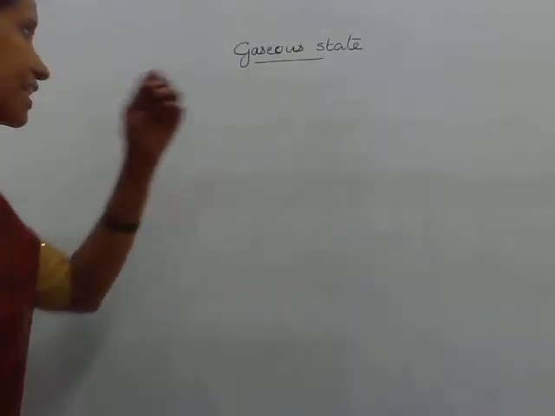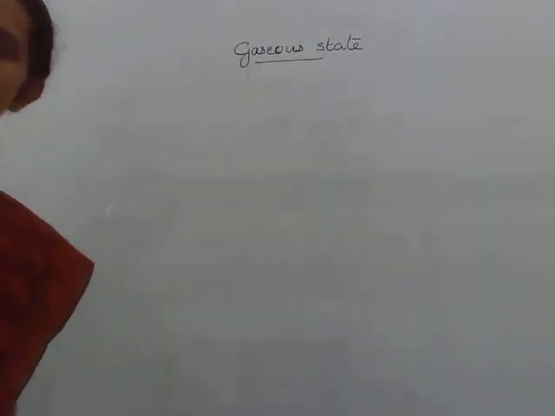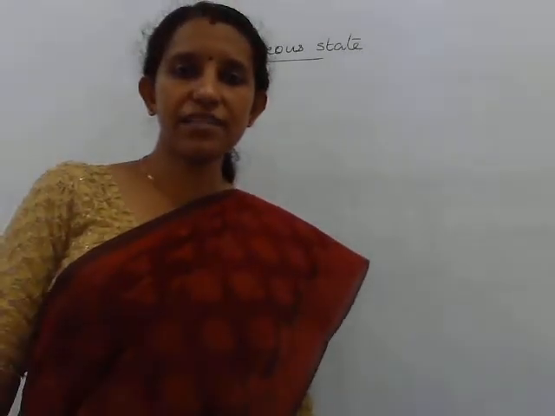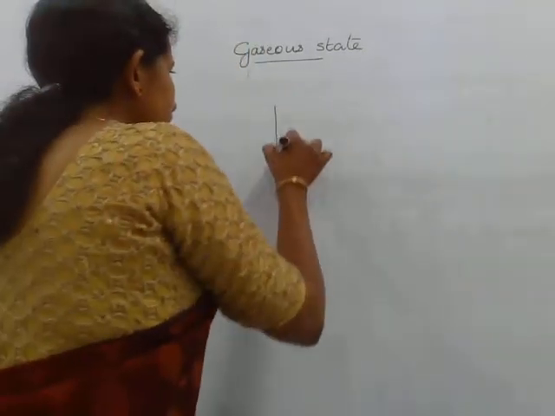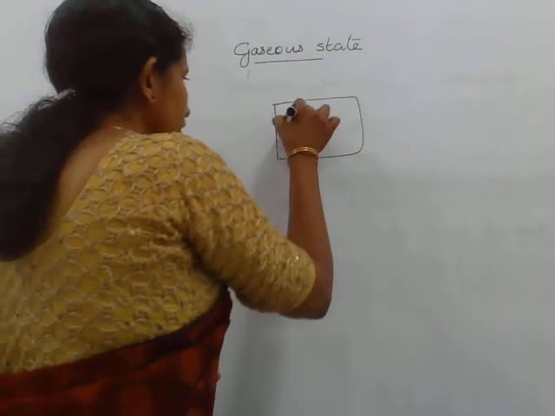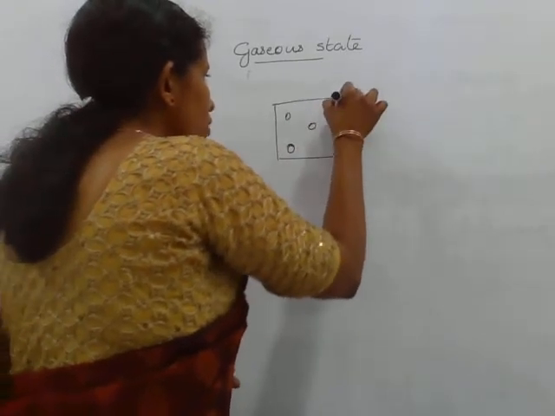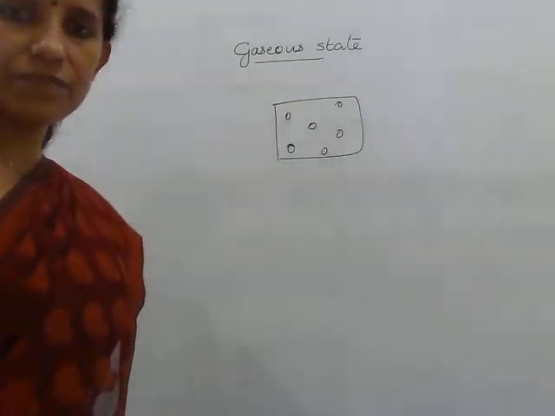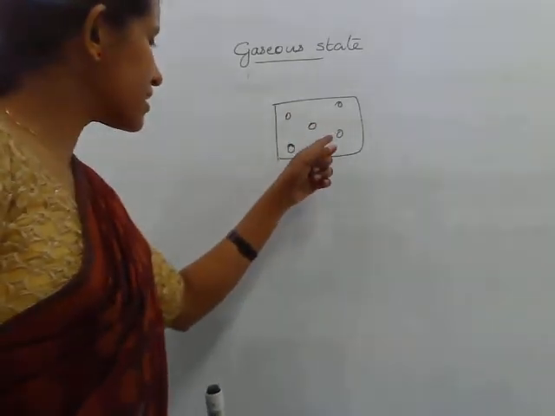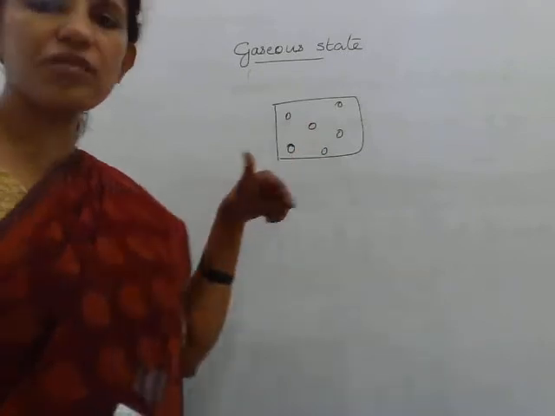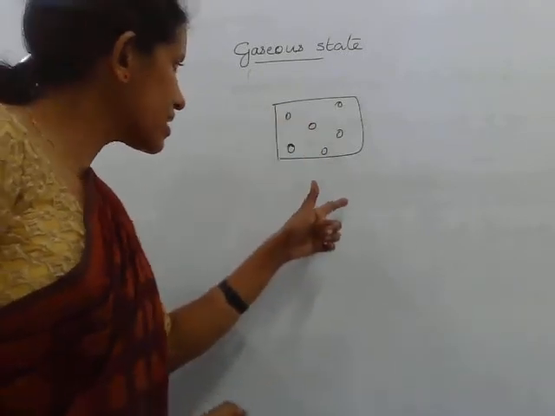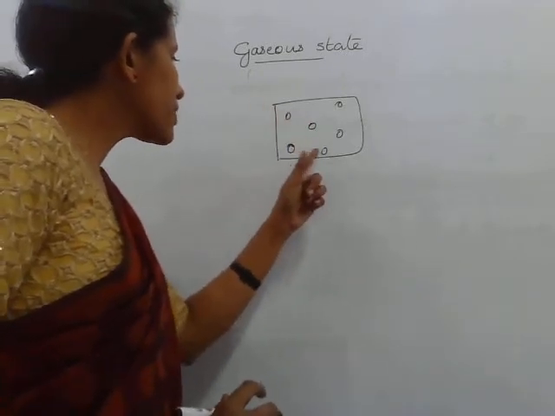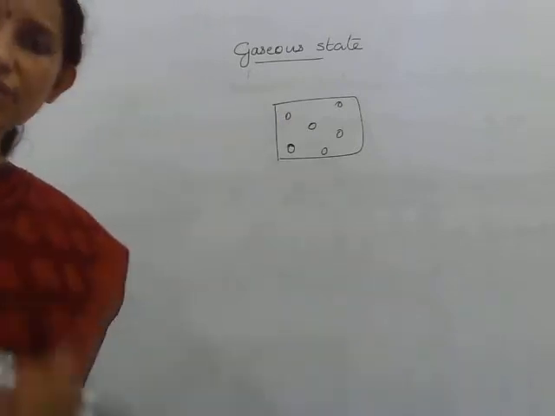Dear children, let's study about the gaseous state. The general characteristics of gases. How the particles are arranged in gases we know. In gases, particles are loosely packed with a large distance between the particles. Because of the large distance, the intermolecular interactions are very weak. Intermolecular attraction and repulsion between gaseous molecules are very weak.